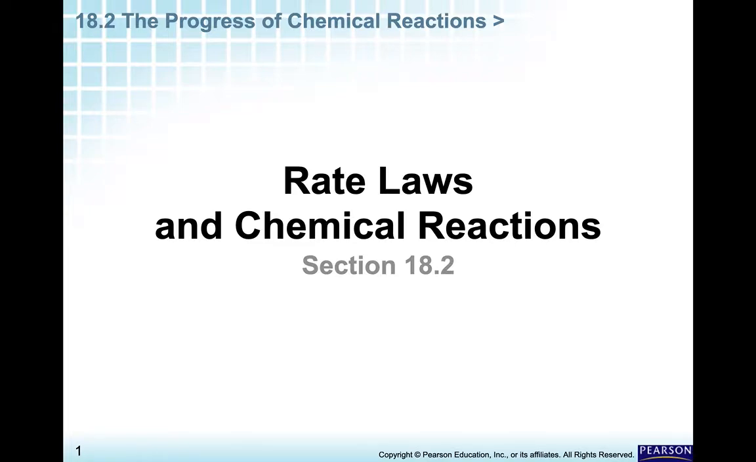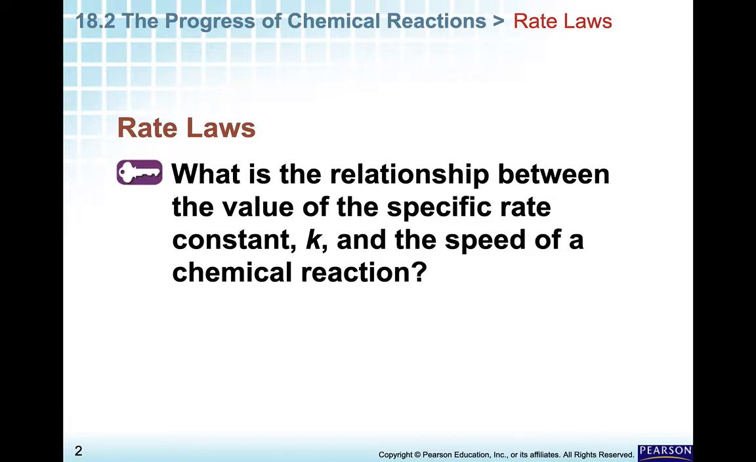So we want to actually put numbers to these rates now. And when we do that, we will develop what is called a rate law. So a rate law gives us the relationship between the concentration of our reactants and the speed of our reaction. And it relates these quantities by using a constant, K, which is known as the specific rate constant.